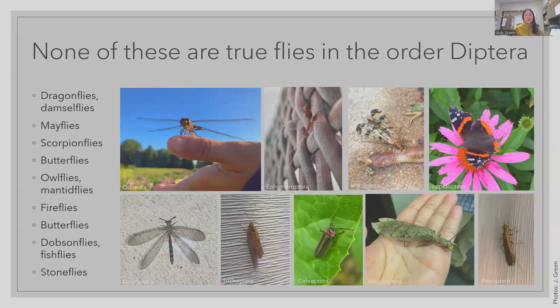So what is not a fly? Well, these are our non-true flies that are not in the order Diptera, but have the word fly or flies in their name. You can see that these have those two pair of wings that I described, and they are in many different orders. But we know that a butterfly is not a true fly, dragonfly, scorpion fly, owl fly, Dobson fly, etc. And you can actually tell by the way their name is spelled.